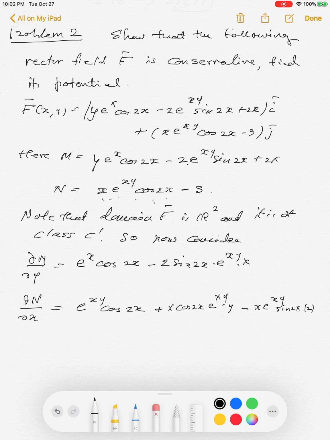I think I have made one mistake in copying this problem, so let me check one more time because this is supposed to be exact and I don't have exact. Not exact, I mean conservative. I keep on using the terminology of differential equations. So let's see the problem.